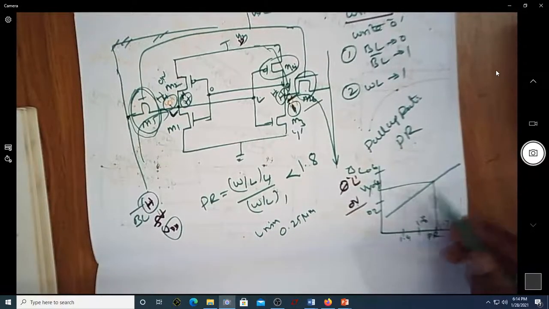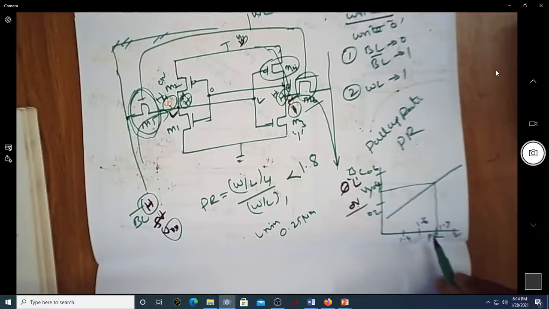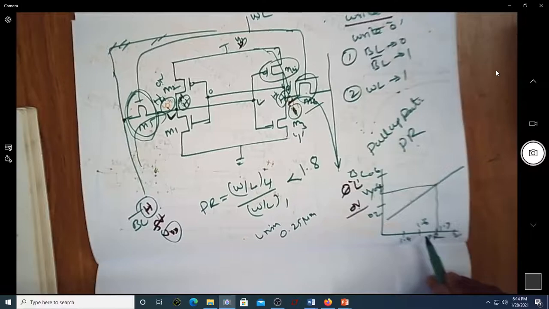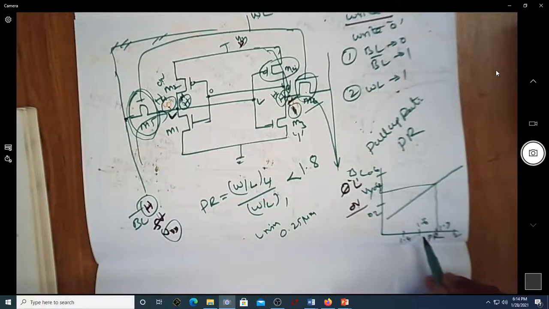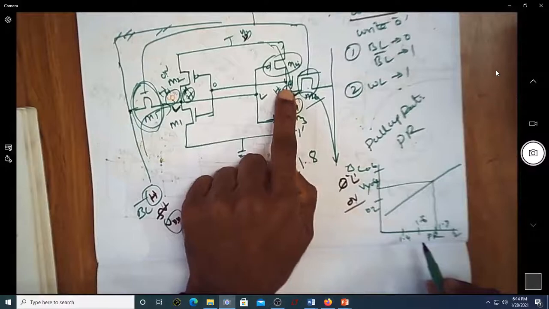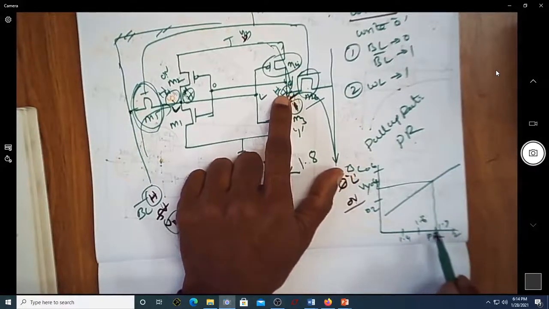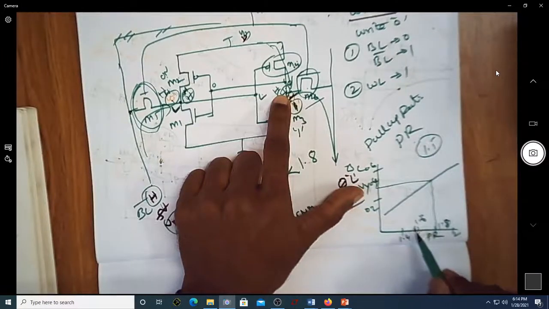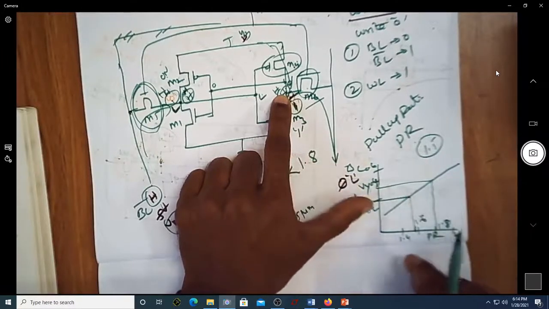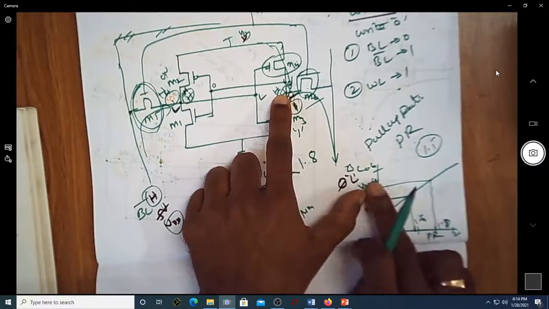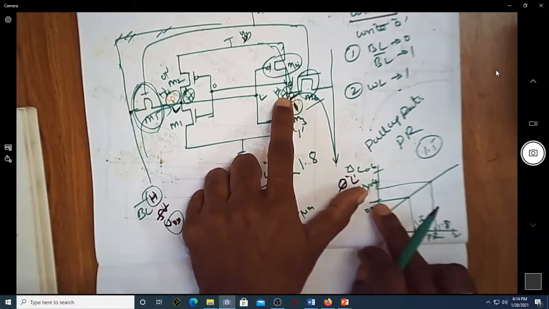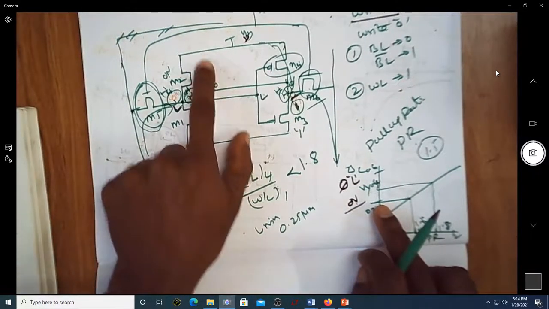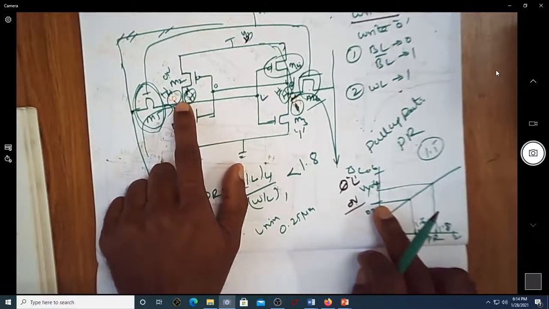So what is the meaning of this? If the pull-up ratio is less than this, what will be the voltage? See now, if the pull-up ratio is 1.5, you are here. What is the corresponding voltage here? It is less than 0.4. If it is less than 0.4, what is the condition of this transistor? This is on. If this is on, it will always keep getting the value of high here.